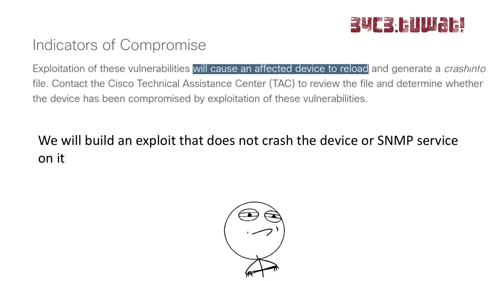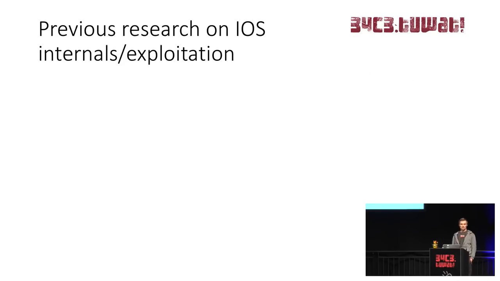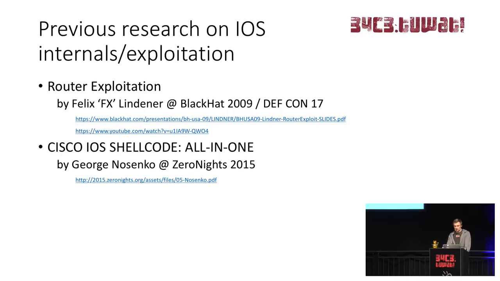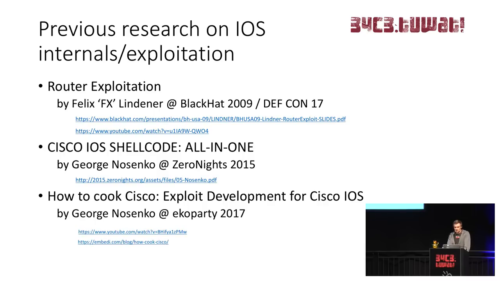Before we dive deeper into the firmware, I want to reference previous research on this matter. This is by no means a complete list, but these researches actually helped me a lot and seem interesting and very insightful to me. You should definitely check them out. For example, Router Exploitation by Felix FX Lindner and Cisco IOS Shellcode by George Nosenko is a great resource for iOS internals, a great reference to how iOS works in terms of exploitation. And the third resource, How to Cook Cisco, has great info on exploiting PowerPC-based Cisco switches, and also on bypassing common mechanisms and exploit prevention in iOS.